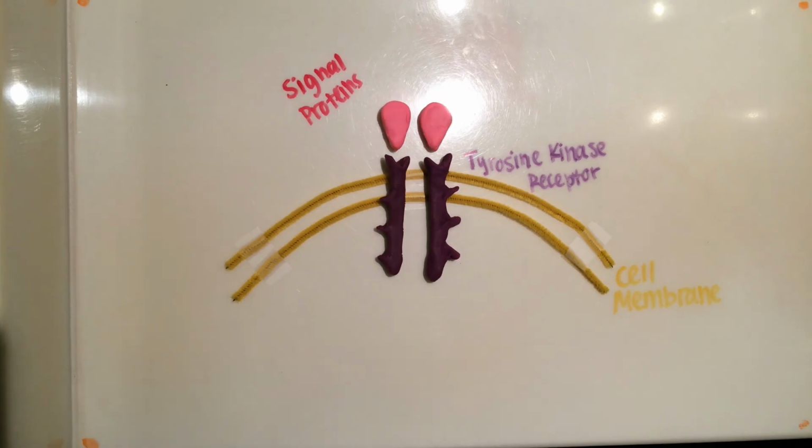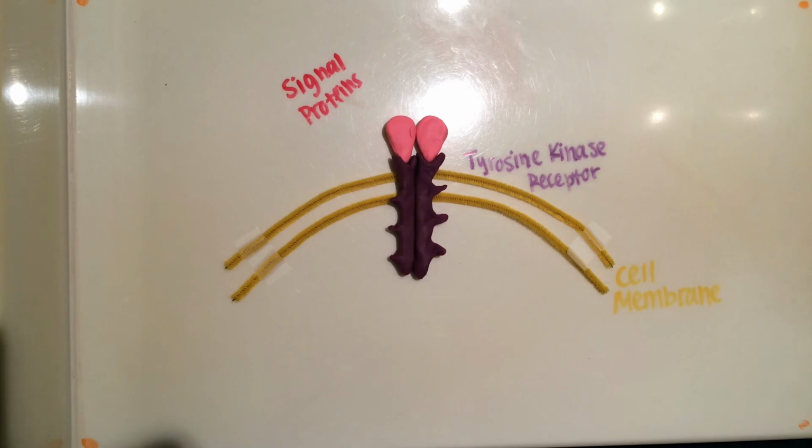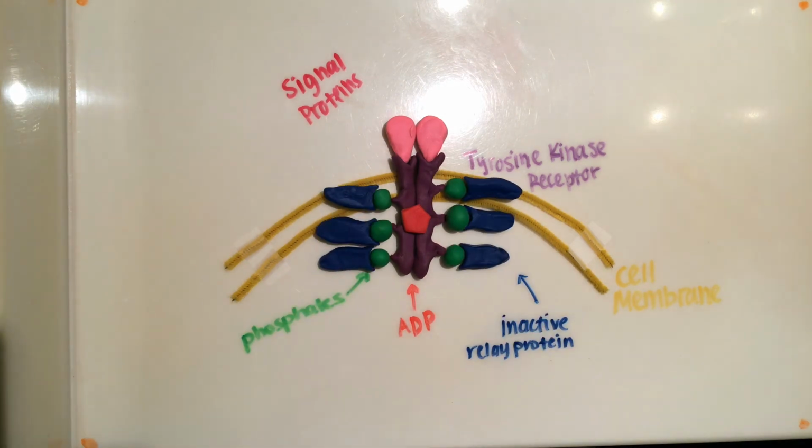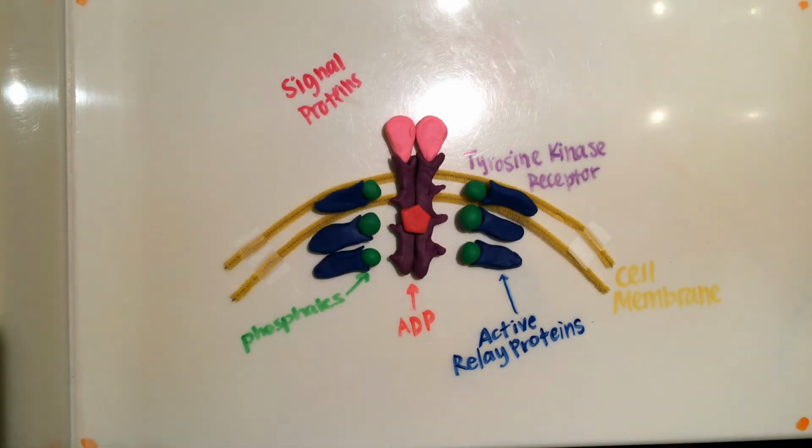First, the signal proteins bind to the tyrosine kinase receptor. This causes the two receptors to come together to form a dimer. Then ATP of the dimer changes to ADP after a phosphate group is removed and placed on the receptor. Inactive relay proteins bind to the phosphates and become active. This causes the relay proteins to move away from the tyrosine kinase and change shape.